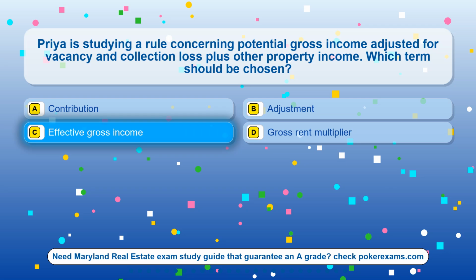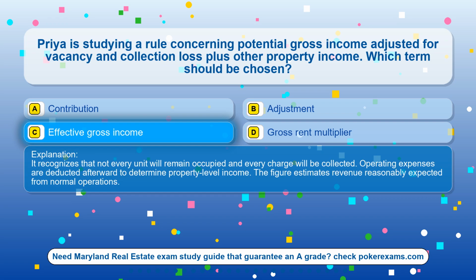The correct answer is option C, effective gross income. It recognizes that not every unit will remain occupied and every charge will be collected. Operating expenses are deducted afterward to determine property-level income. The figure estimates revenue reasonably expected from normal operations.